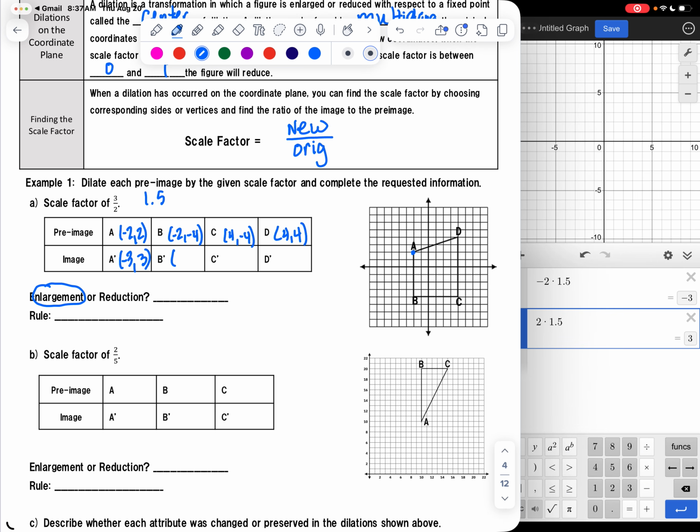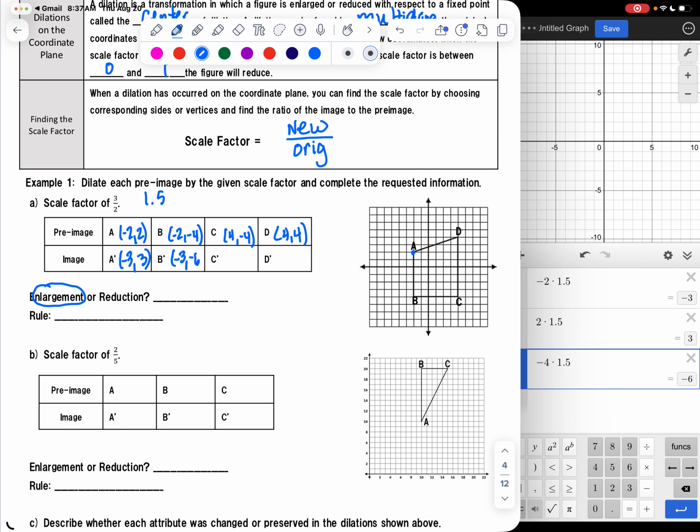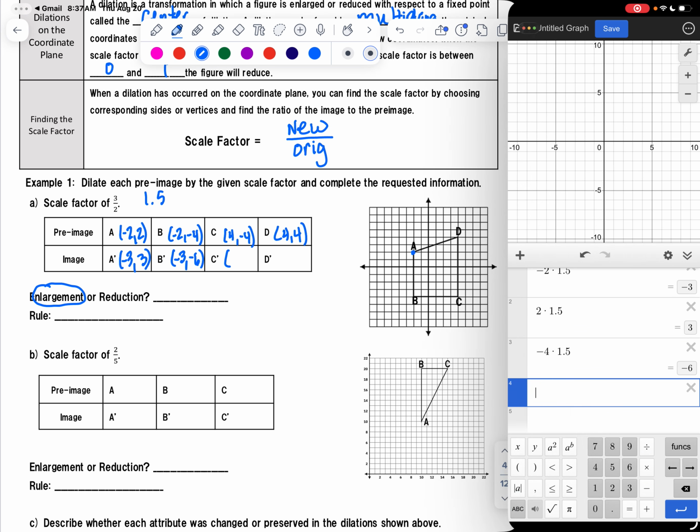Now I'm going to enlarge the point negative 2, negative 4. Now I already know negative 2 enlarged by a scale factor of 1.5 is negative 3. Now let's take negative 4 and enlarge it by a scale factor of 1.5. So that would be negative 6. All right, now I'm going to take 4 and multiply it by 1.5, which would be positive 6. And negative 4 multiplied by 1.5 would be negative 6. And then 4, 4, that would simply be 6, comma 6.